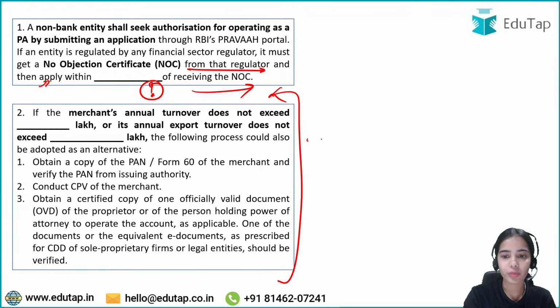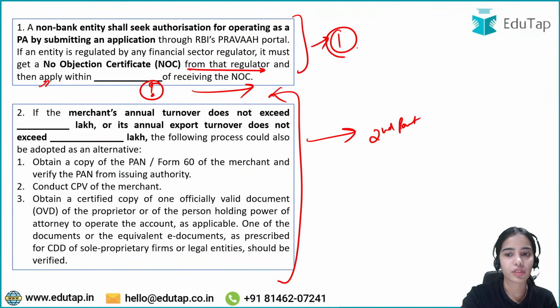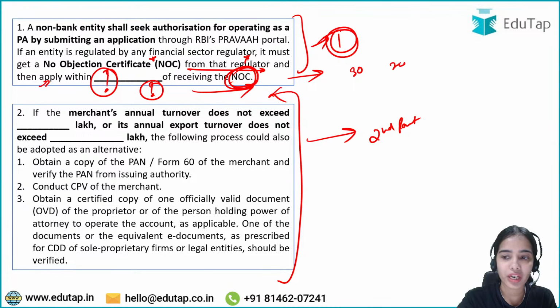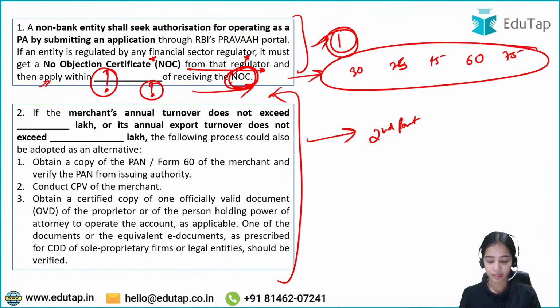Now this question you will be able to answer when you have done the second part, but try to answer the first question. Non-bank entities shall seek the authorization for operating as a payment aggregator by submitting an application through the RBI Pravah portal. If an entity is regulated by another regulator, it must get a no objection certificate from that regulator and then apply within how many days of receiving the NOC. Is it 30 days? Is it 25 days? Is it 45 days? Is it 60 days or 75 days?